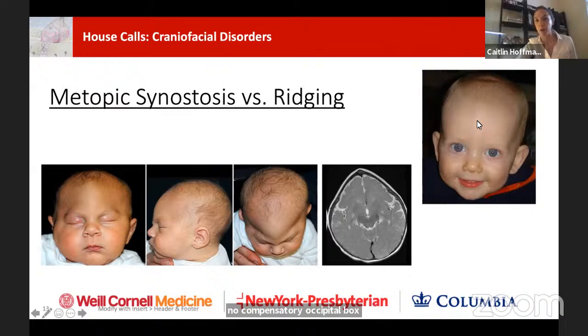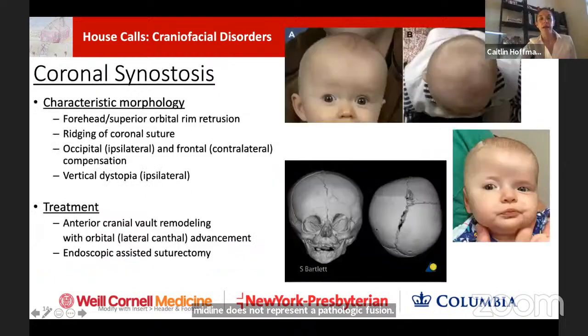That child has metopic ridging, no need for imaging, no need for intervention. That is a normal aggressive deposition of bone in the midline, does not represent a pathologic fusion. So it's really important to distinguish these two. Diagnosis of coronal synostosis. We went over the way that a child compensates. Let's look at what this looks like in vivo.